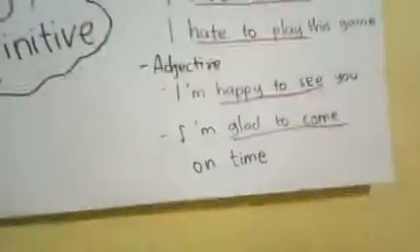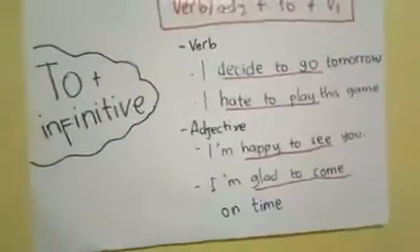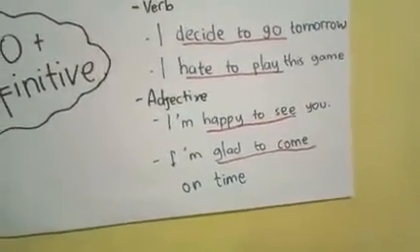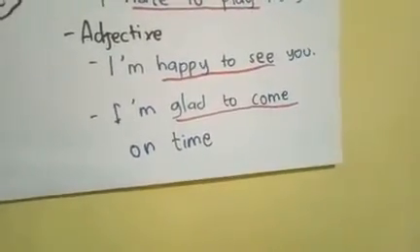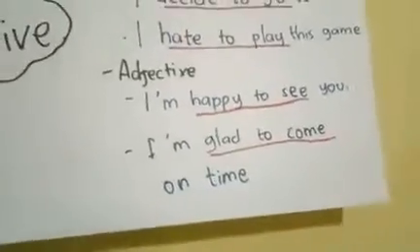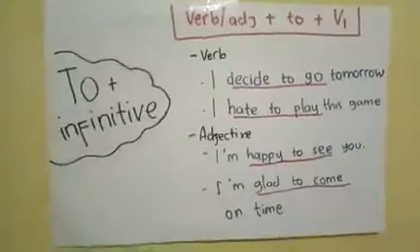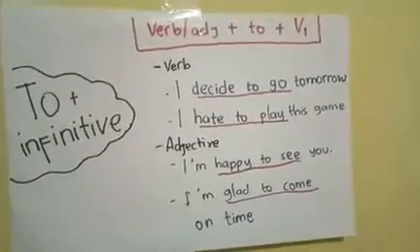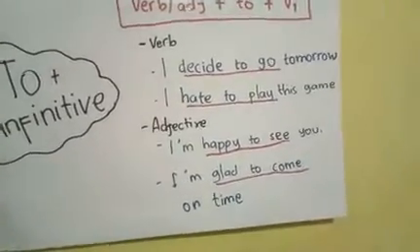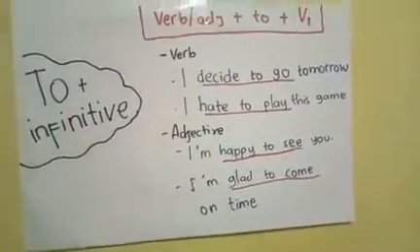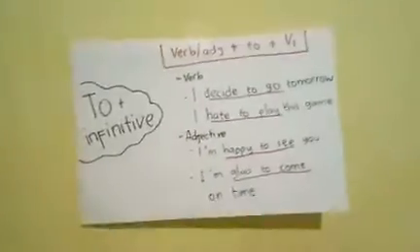Okay. For adjective, look at this. After adjective, you can use to infinitive in the sentence. Number 1, I'm happy to see you. I'm happy to meet you. Next, I'm glad to come on time. Okay. So, in to infinitive, basically you have to use to and verb 1. Keep in mind, you have to use verb 1, not verb 2, not verb 3, not verb ing. Okay. That's all about to infinitive.